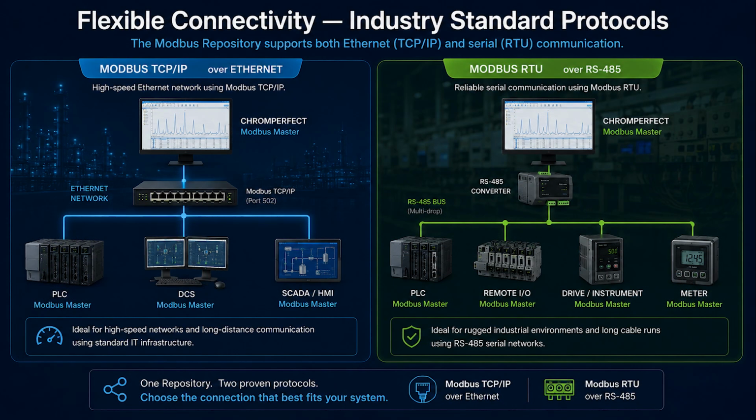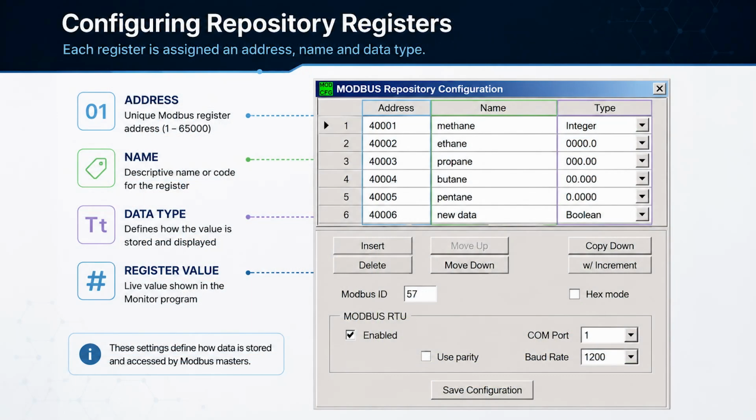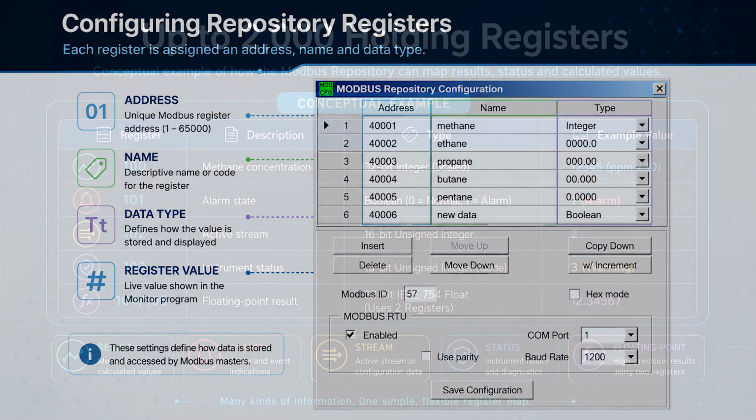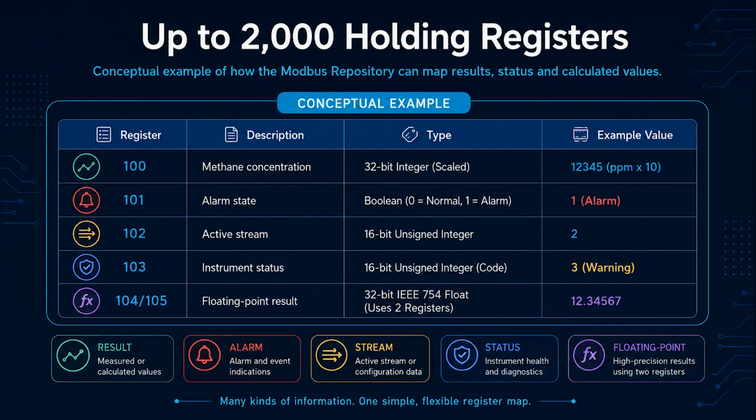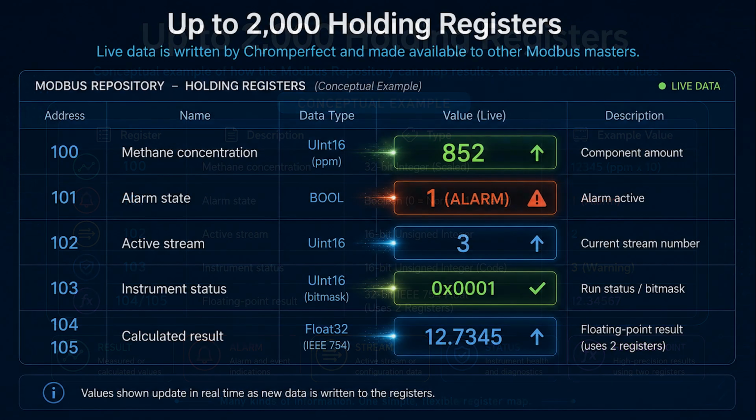The repository can operate using Modbus TCP/IP or Modbus RTU over RS-485. It can store up to 2,000 holding registers, with each register given an address, a descriptive name, and a defined data type. Values can be represented as integers, fixed point numbers, Boolean states, larger integers, or floating point values using adjacent registers. This makes it possible to publish far more than a single concentration result.